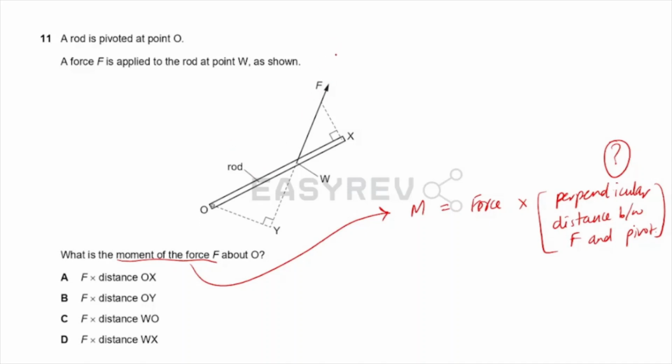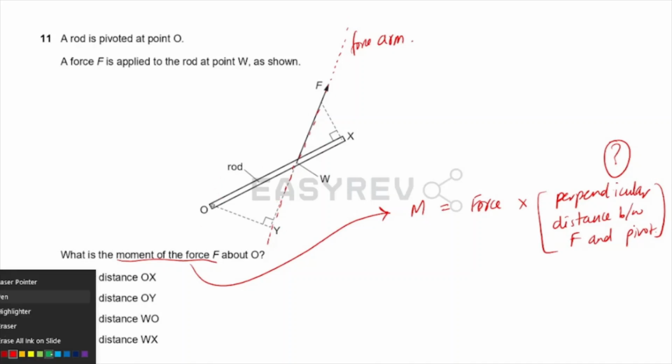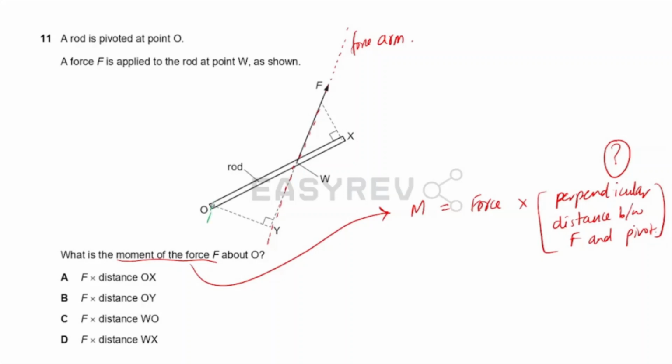First, you should always extend a dotted line through the force that's given. What you're doing here is drawing what we call the force arm, or the line of action of the force. Now you draw a line parallel to this force arm, but this time through the pivot. So it would look something like this. A parallel line drawn through the pivot.